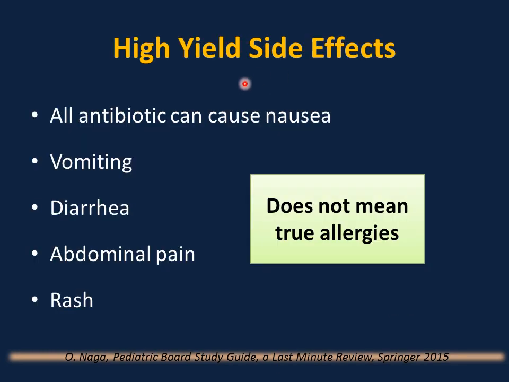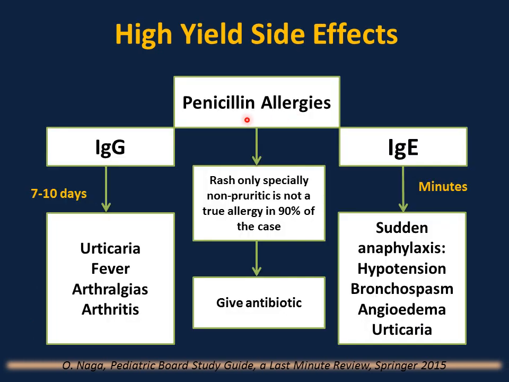High yield side effects of antibiotics. All antibiotics can cause nausea and vomiting, diarrhea, abdominal pain, and rash. This doesn't mean allergy or true allergy to antibiotic. Penicillin allergies are very common and overestimated, and when you have a child with history of penicillin allergies, you need to ask the parents and verify is it true allergy or just a side effect of antibiotic.